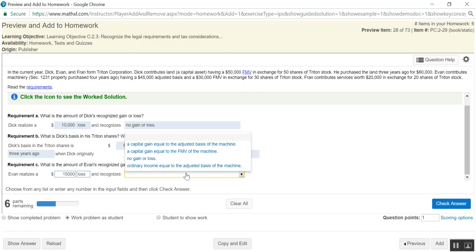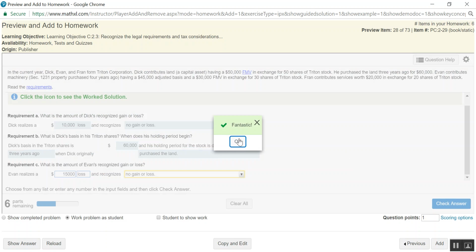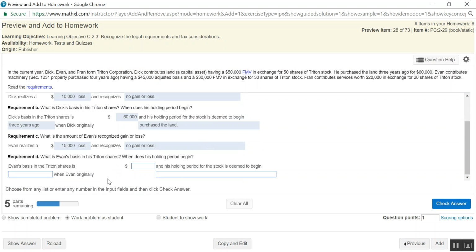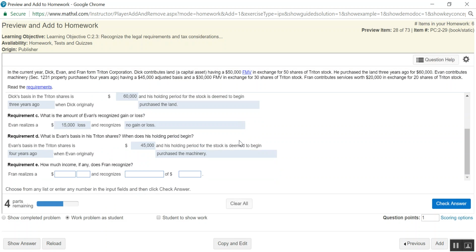And does he recognize any of that? No, because it qualifies as a 351 exchange with regard to his transfer of property also. And then we have to determine his basis in the stock, and it's going to be the same as the basis in his machinery. And he bought that machinery 4 years ago. So there we go on that.